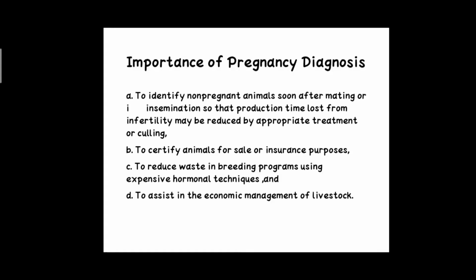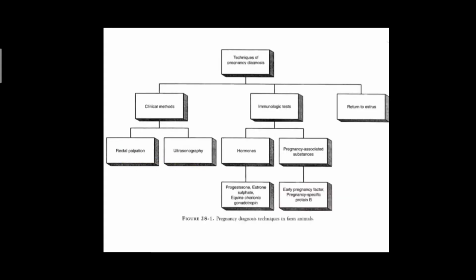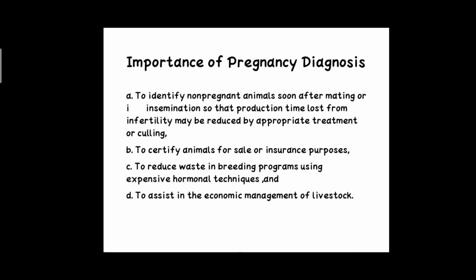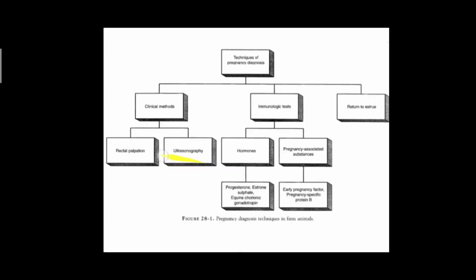During pregnancy, the conceptus inhibits the regression of the corpus luteum and prevents the animal from returning to estrus. Therefore, an animal not returning to estrus after service is assumed to be pregnant. So here are the techniques of pregnancy diagnosis: the clinical methods and the immunologic test.